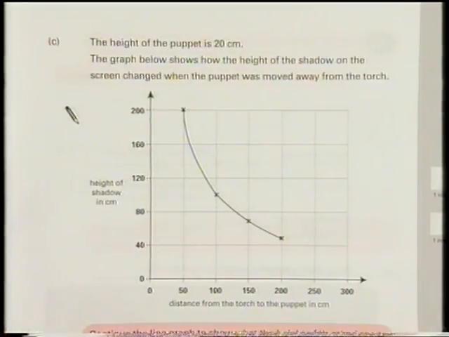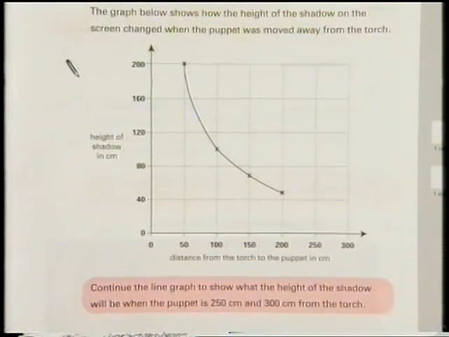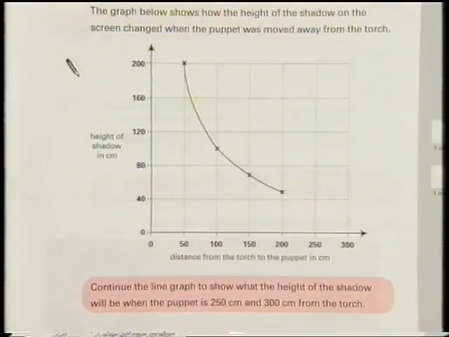Let's finish that question then. The height of the puppet is 20 centimetres. The graph below shows how the height of the shadow on the screen changed when the puppet was moved away from the torch. Well, the graph makes sense. You can see the height of the shadow getting less. But what's next? Continue the line graph to show what the height of the shadow will be when the puppet is at 250 centimetres and 300 centimetres from the torch.